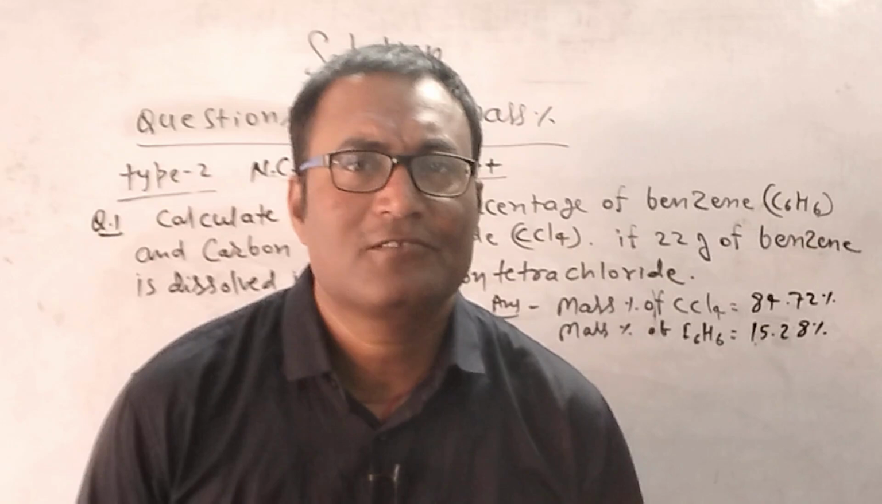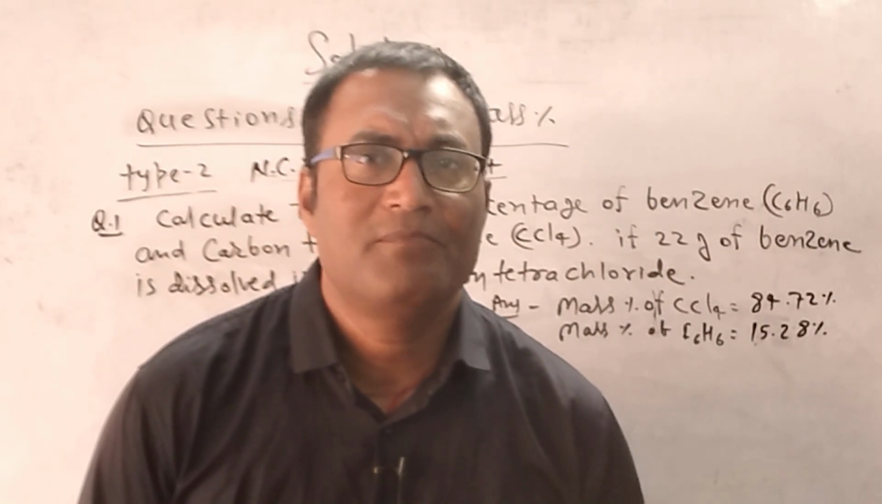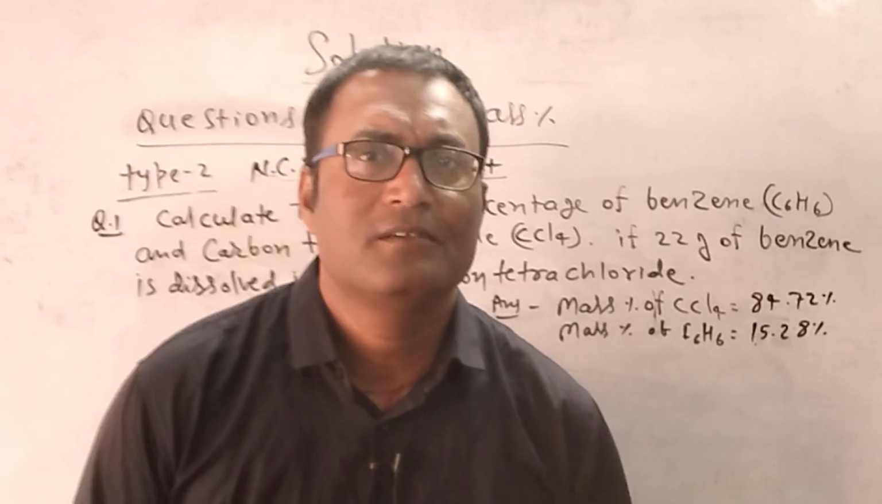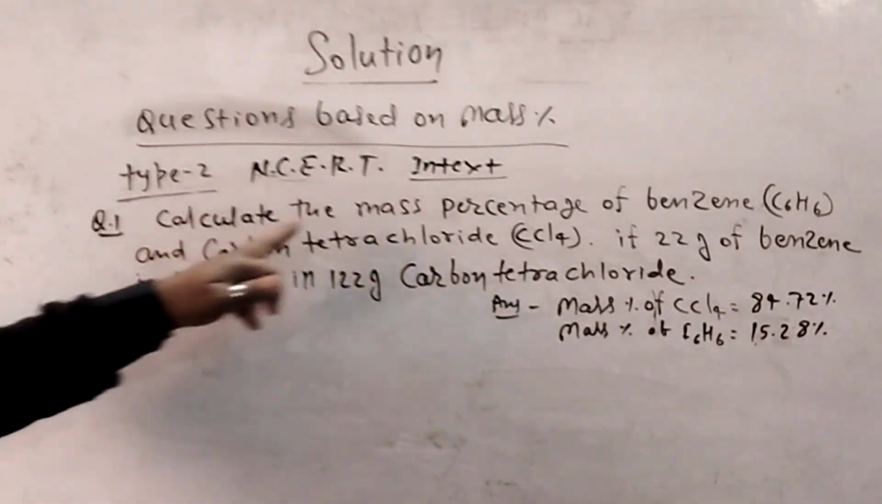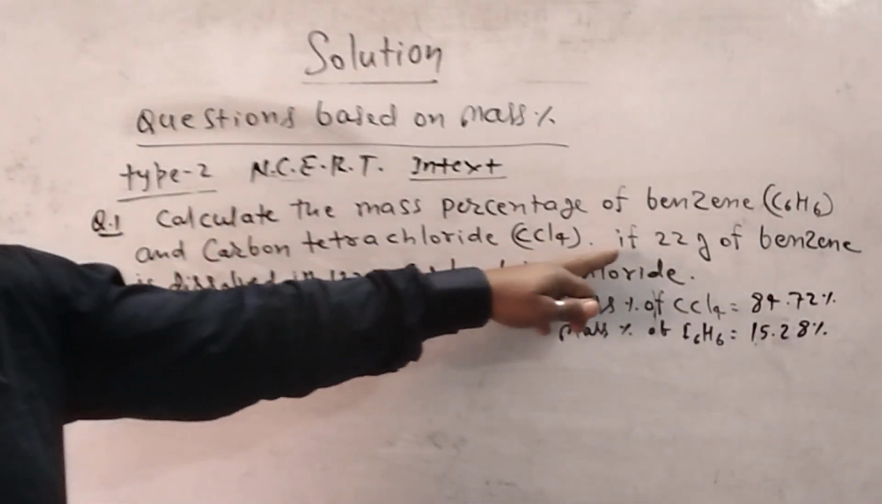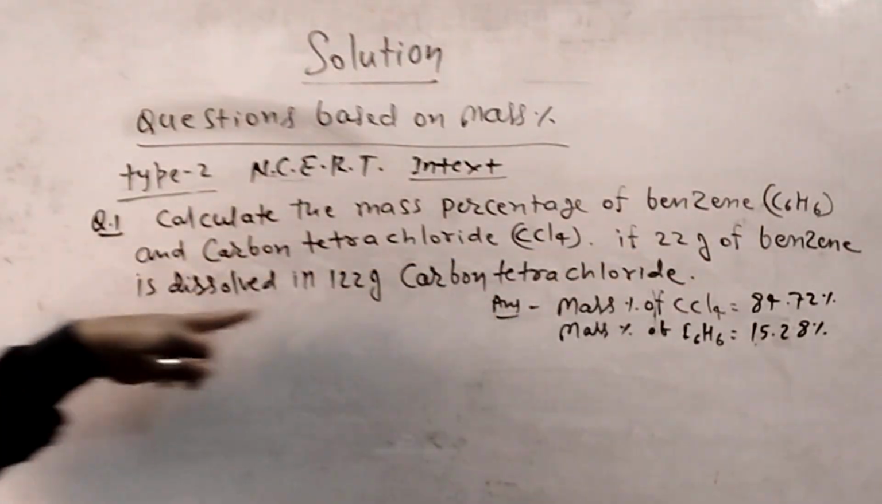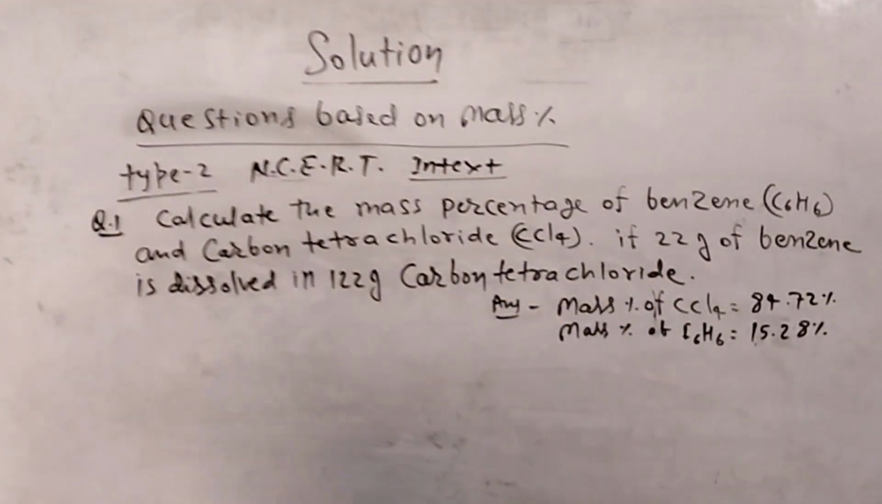This question is in-text question of the NCERT chapter solutions, question 1.1. This question is completely based on calculation of mass percentage. So I am going to start solving this question. According to this question, calculate the mass percentage of benzene C6H6 and carbon tetrachloride CCl4, if 22 gram of benzene is dissolved in 122 gram of CCl4, meaning carbon tetrachloride.